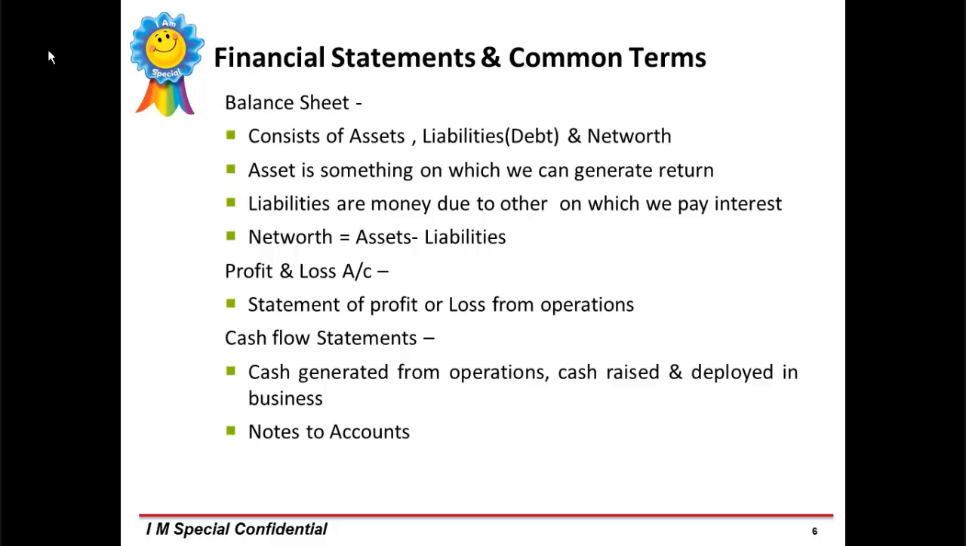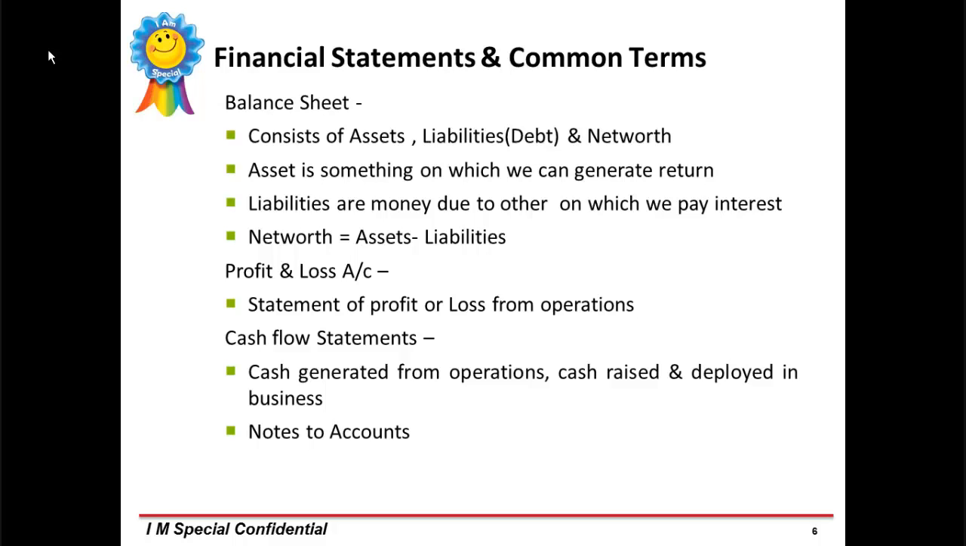Liabilities would be money on which we need to pay interest. So for setting up of that plant and machinery or buying asset, you need to borrow from bank. So debt would be a liability. And of course, last is the net worth, which we also call the shareholders fund. Mathematically, it is simply the difference between assets and liabilities.